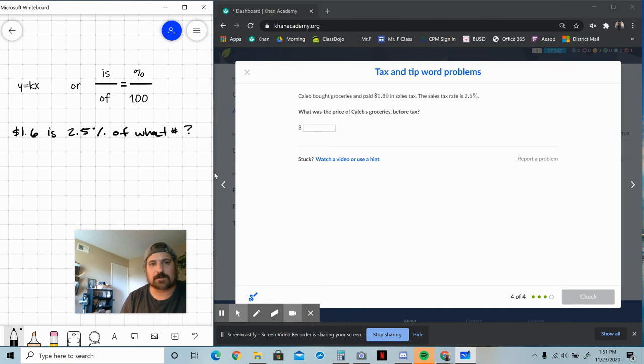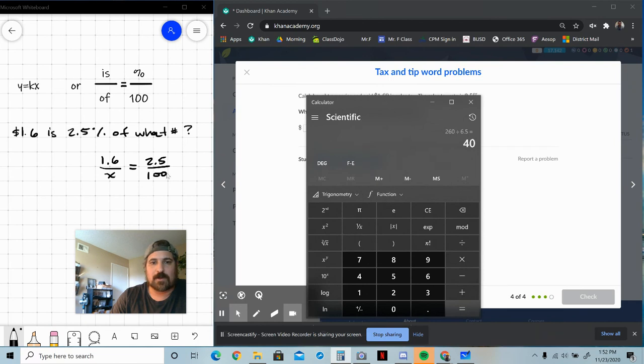So if we use the is over of equals percent over 100, you can think of it like this. 1.6 out of something we don't know is equivalent to the 2.5 out of 100. Now, I don't see any easy relationships there for us to exploit. So what I would recommend on this problem is probably that you just do the cross product. So remember, the cross product just means 1.6 times 100, get that answer, and then divide it by the 2.5, because really it's 1.6 times 100 equals 2.5 times x, then you divide both sides by 2.5. So it's just 1.6 times 100, which is going to be 160, and then divide that by 2.5, and you get your answer, which is going to be 64.